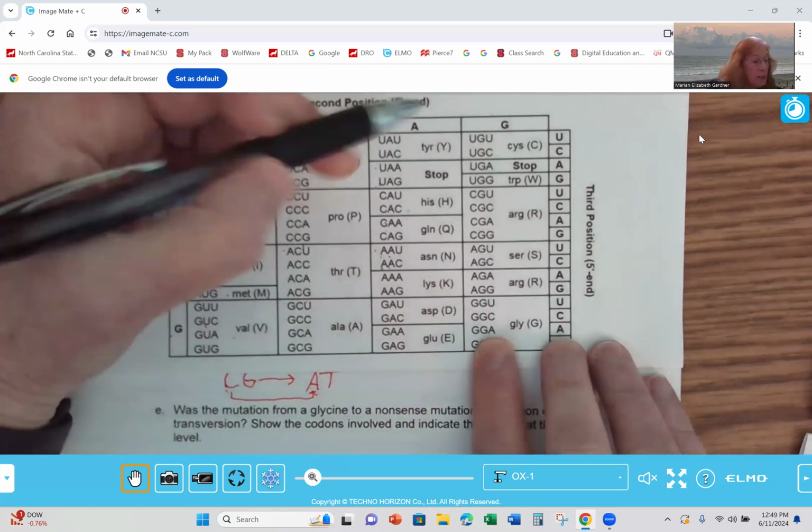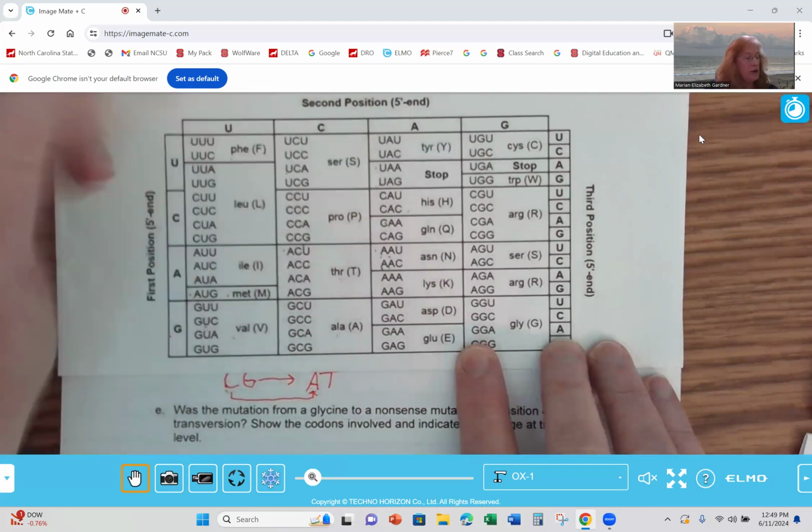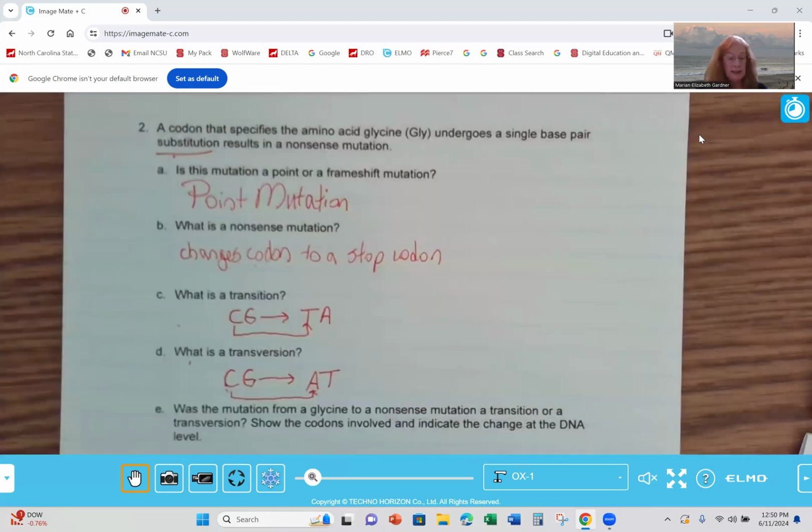And then it went to a stop codon. So UGA, UAA, and UAG. So let's take a look and see how those work.